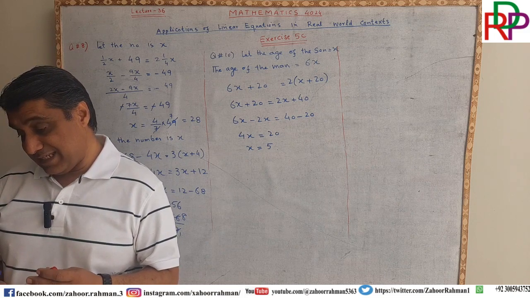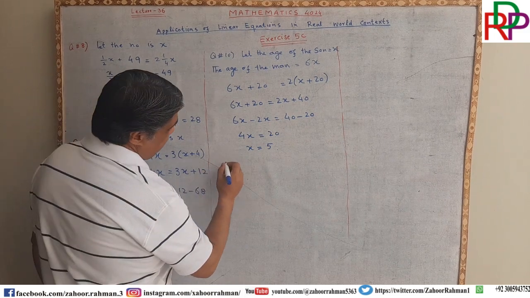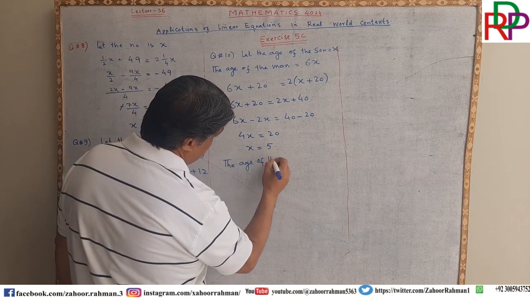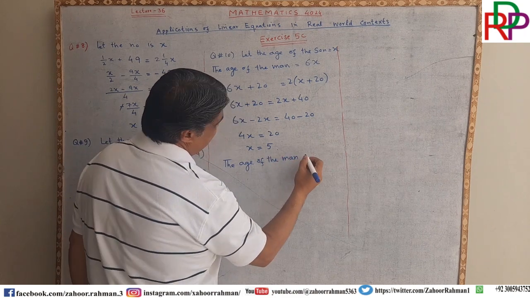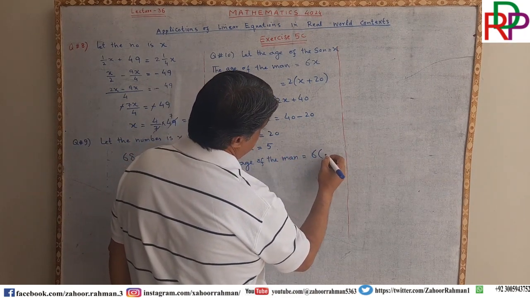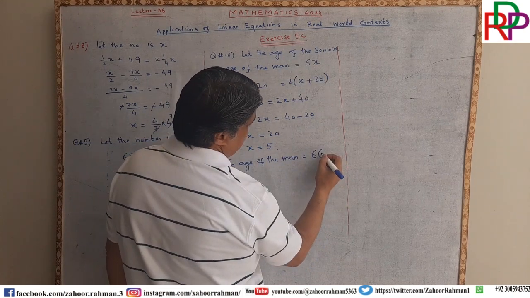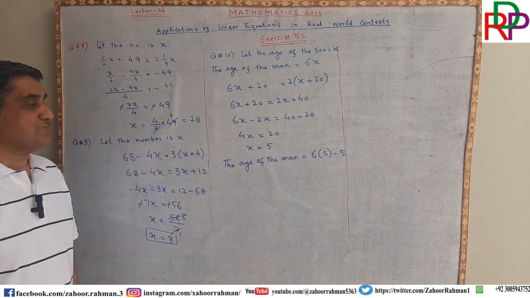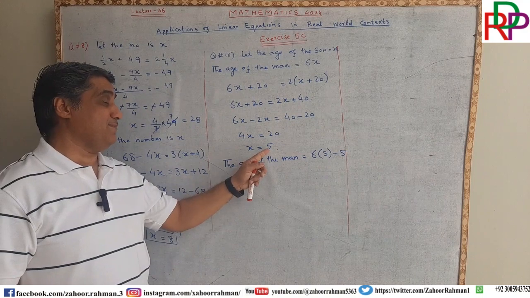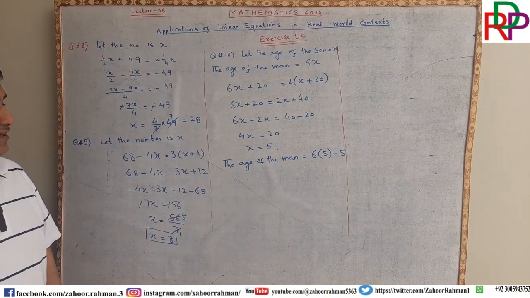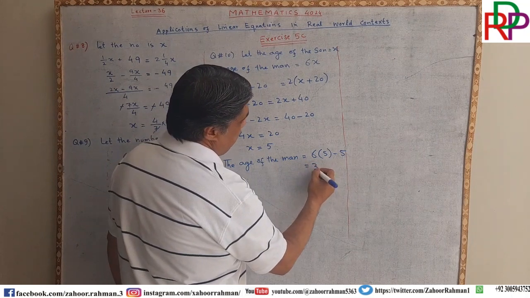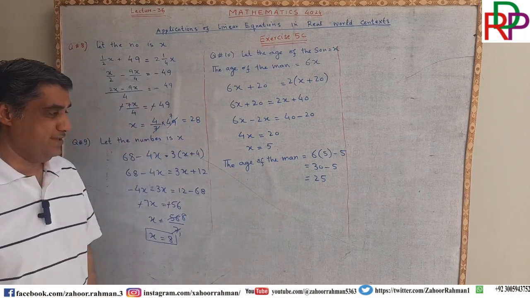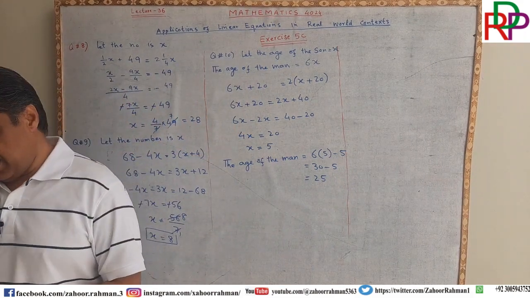So let us say the age of the man is equal to 6x, and x we found to be 5, minus 5. We have to subtract this 5 from the age of the father. So it will be equal to 30 minus 5, which is equal to 25. Now that is the ultimate answer.